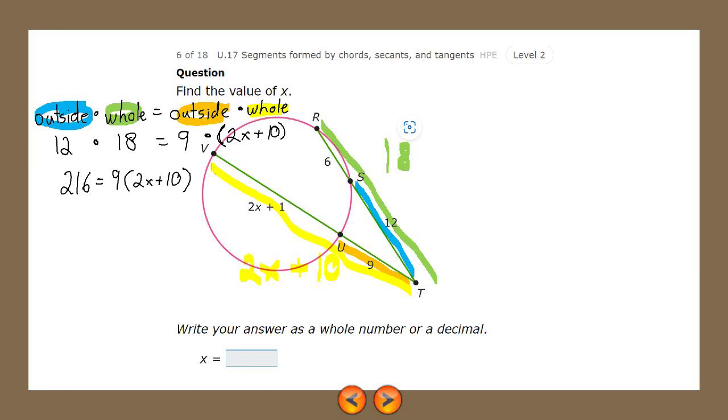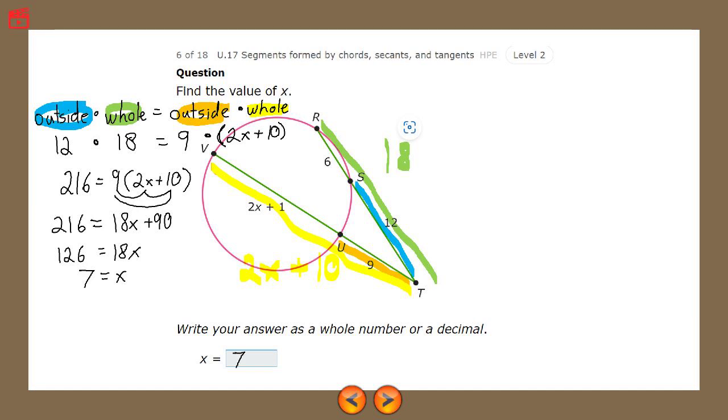You've got some options. You could get rid of the 9. We're going to just distribute the 9 using sort of a crab claw here. We're going to do 9 times the 2x and 9 times the 10. Get 18x plus 90 equals our 216. And now we'll just combine like terms and solve for x. 18x equals 126. 126 divided by 18 is 7. We're going to get our answer of x equals 7.